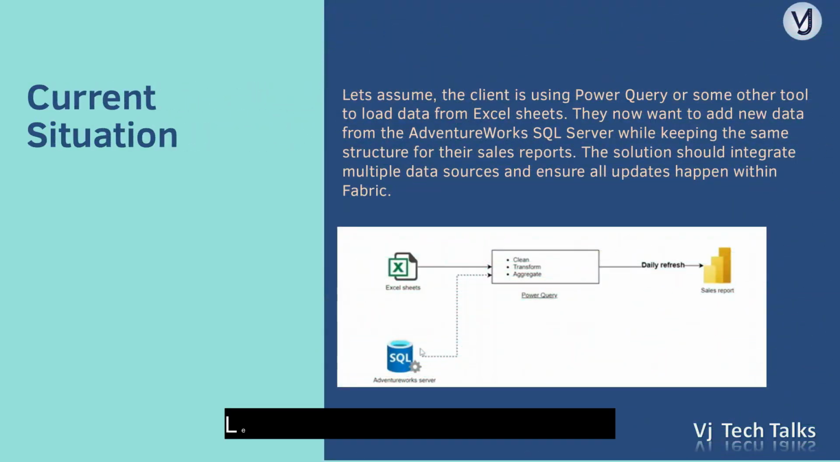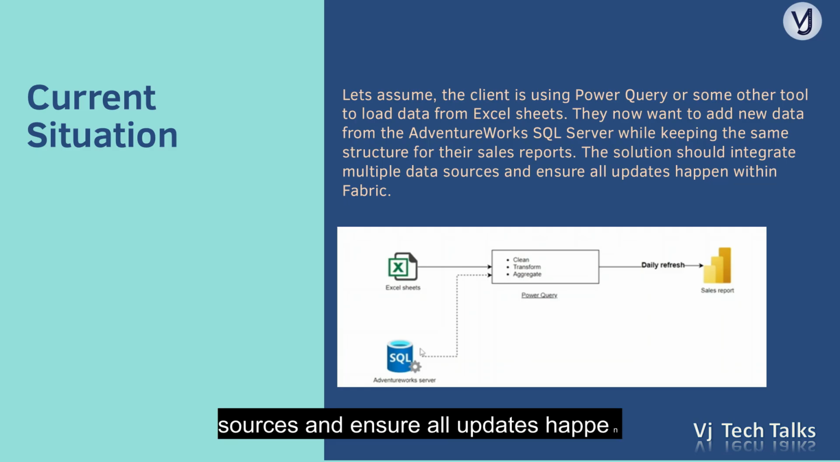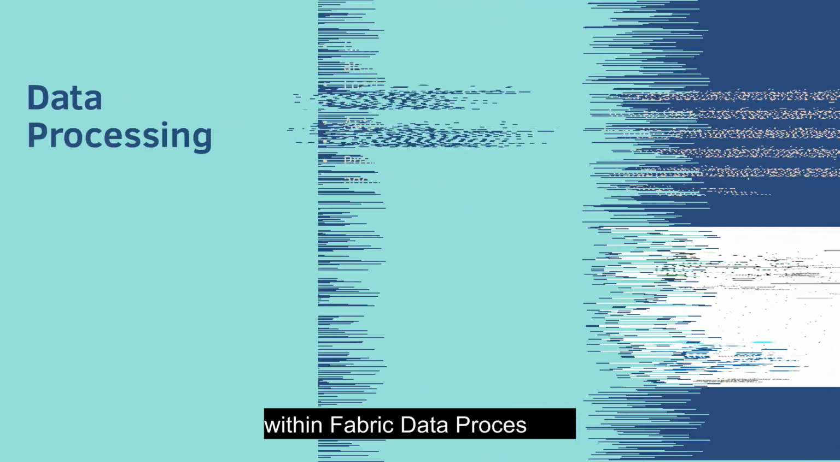Current situation. Let's assume the client is using Power Query or some other tool to load data from Excel sheets. They now want to add new data from the AdventureWorks SQL Server while keeping the same structure for their sales reports. The solution should integrate multiple data sources and ensure all updates happen within Fabric data processing.